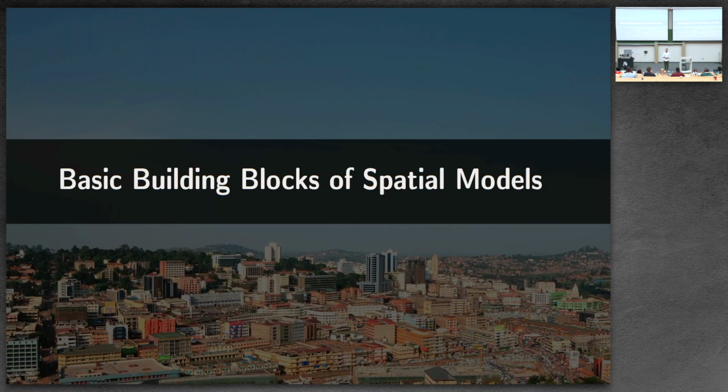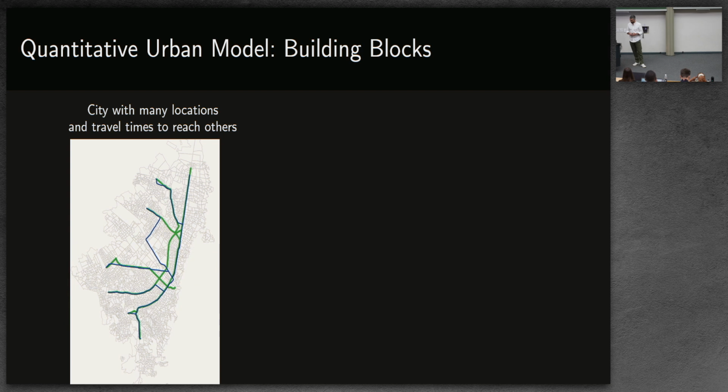Okay, so that's the roadmap. And so let's begin by walking through some of the basic building blocks of how these spatial models work. Okay. So what are the ingredients into one of these spatial models? What do I mean by one of these spatial models? So we're going to start off by thinking of a city that has many locations.